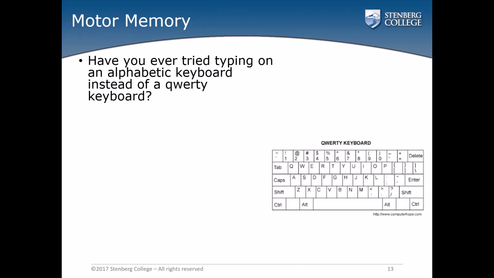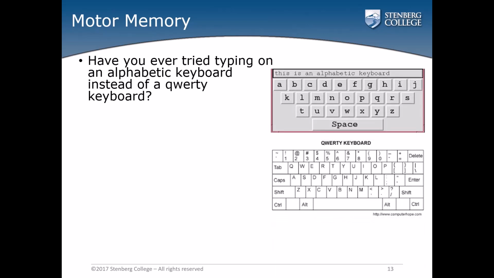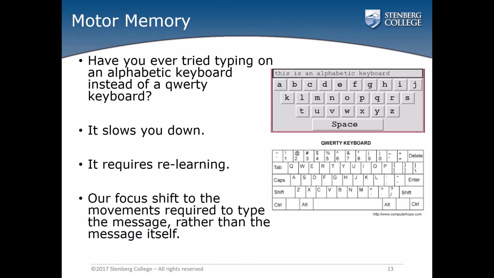Here's a QWERTY keyboard that we're all familiar with from our computers. And this is an alphabetic keyboard in ABC order. If you ever try typing your own name on an alphabetic keyboard, you will notice how long it takes to locate each letter because we are all so used to using QWERTY keyboards. All of a sudden, we are really slow as we try to find each letter. It requires relearning. Our focus shifts to the movements required to type the message rather than the message itself.